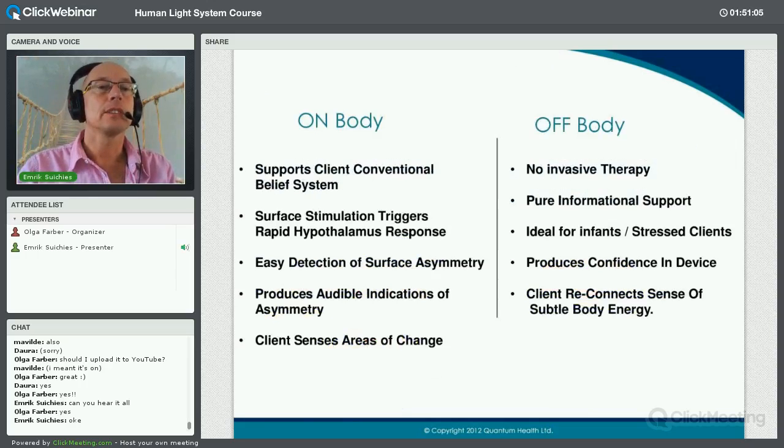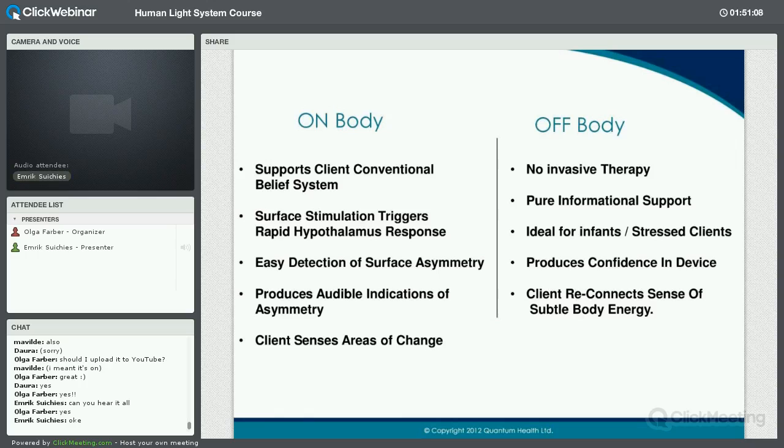We'll put this one off so you don't have to see me. Then we have, of course, extra things which come when you use it on body or off body, and you can read it over here. Of course, a lot of infants and stressed clients don't want to have a lot of current on their skin, so then you also use off body. Also with animals, you never use on body on animals because the current will frighten them.